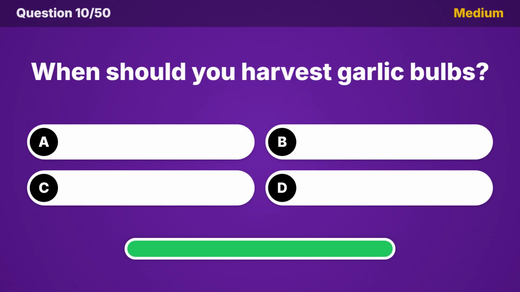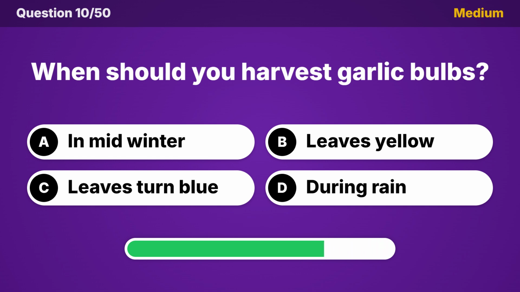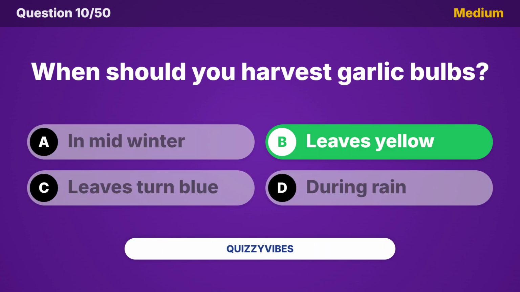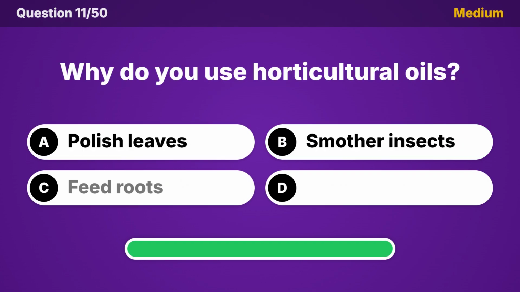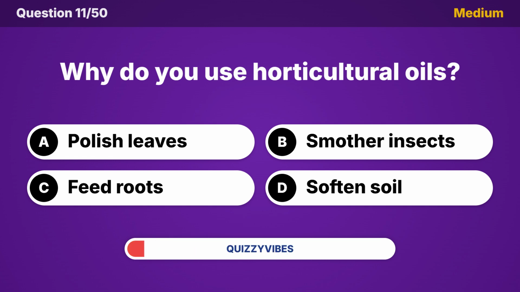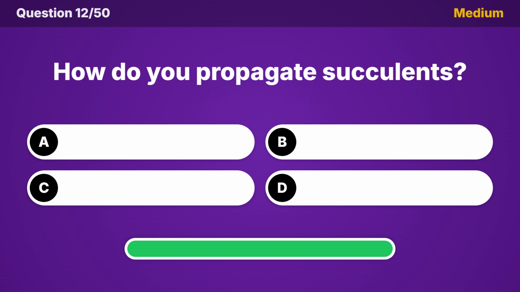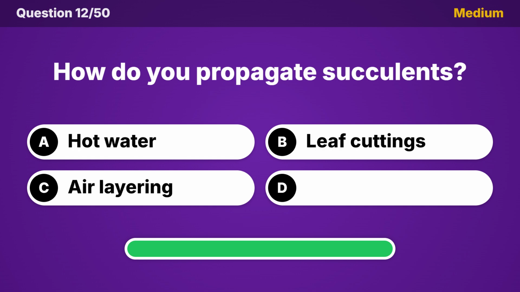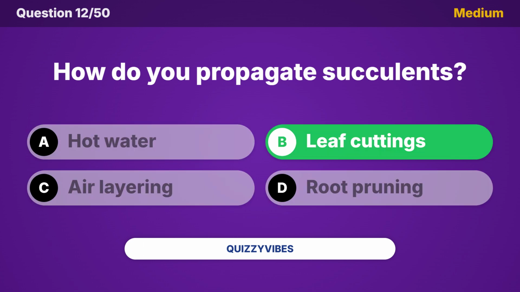When should you harvest garlic bulbs? Answer, leaves yellow. Why do you use horticultural oils? The answer is smother insects. How do you propagate succulents? The correct choice is leaf cuttings.